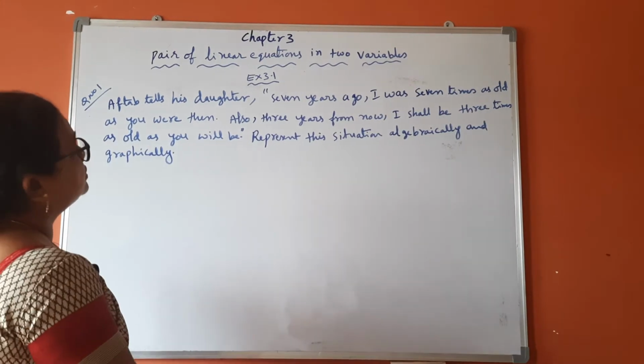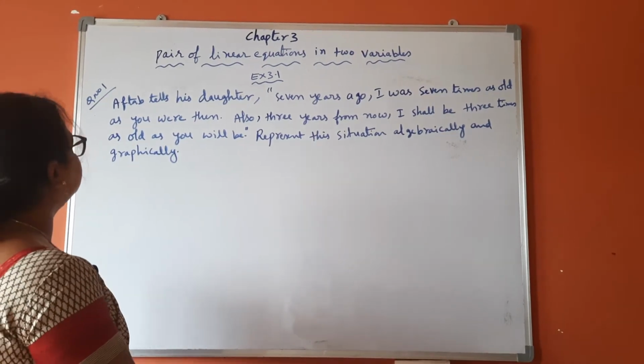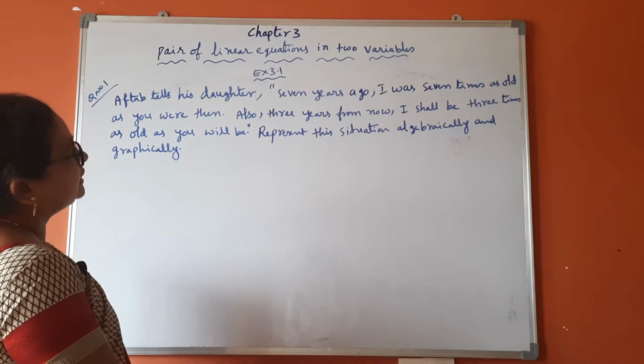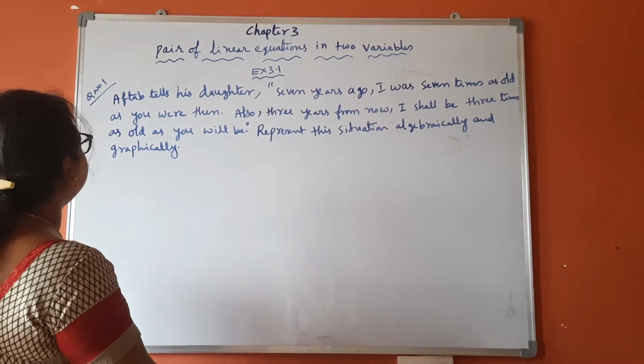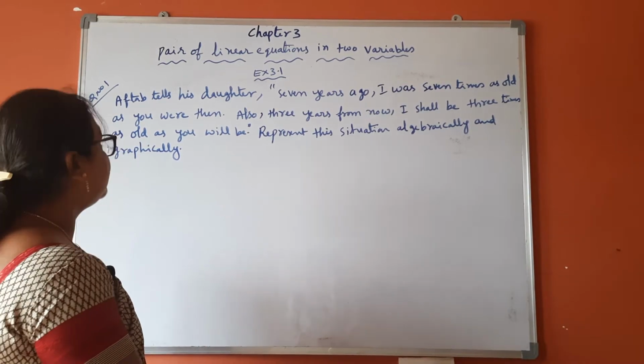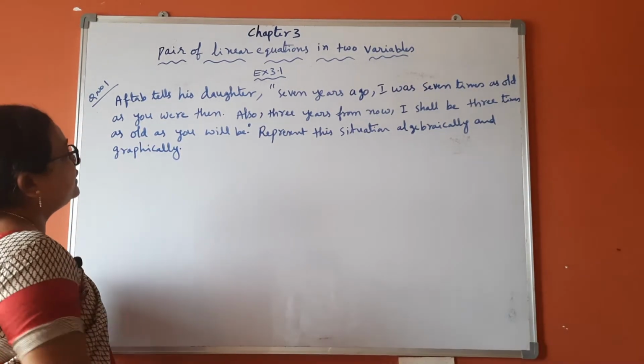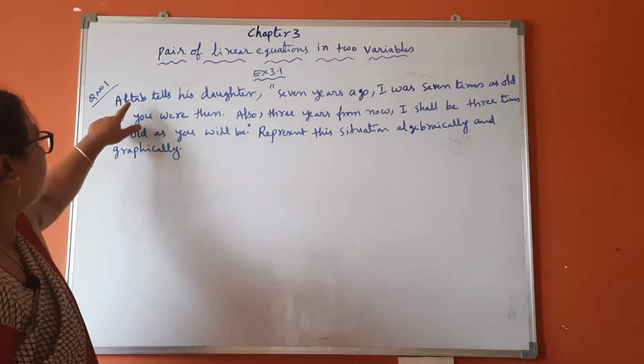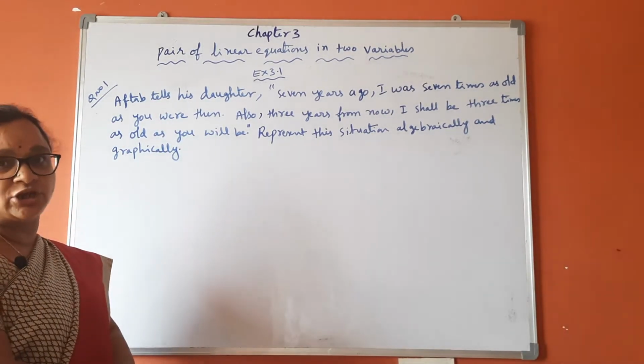Aftab tells his daughter, 7 years ago, I was 7 times as old as you were then. Also 3 years from now, I shall be 3 times as old as you will be. Represent the situation algebraically and graphically. Here we have two characters. One is Aftab and second one is his daughter.